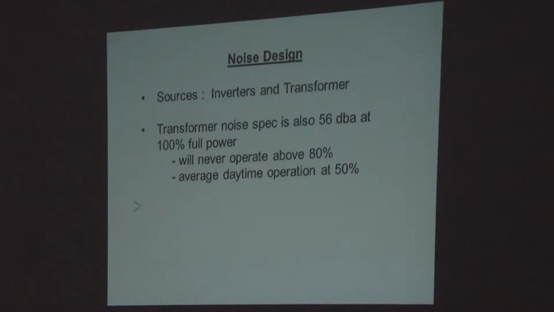There was a question raised last time about the transformer noise spec. It is 56 dBA at 100% full power, so it's almost identical, for all intents and purposes, to the inverters. It's a 500 kVA transformer, however, and the AC rated power of the system is 432 kilowatts, so it can never operate at full power. It's impossible for it to operate at full power, and we think that most of the time the solar system in the morning and afternoon is operating at about 50% full power, so the 56 dBA at full power will never be achieved either.